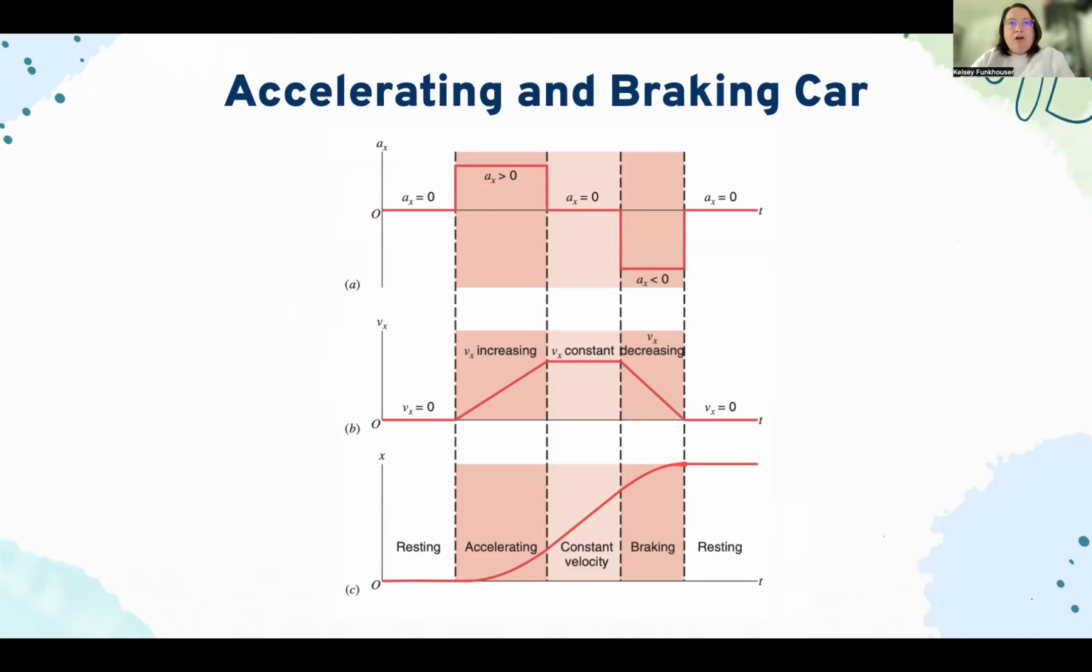And then we have the car braking, where it's kind of the opposite situation of the accelerating point, where the slope is steeper here and shallower here, showing us that the velocity is decreasing. And then finally, the car is at rest again. So it's at a different position, but that position doesn't change.